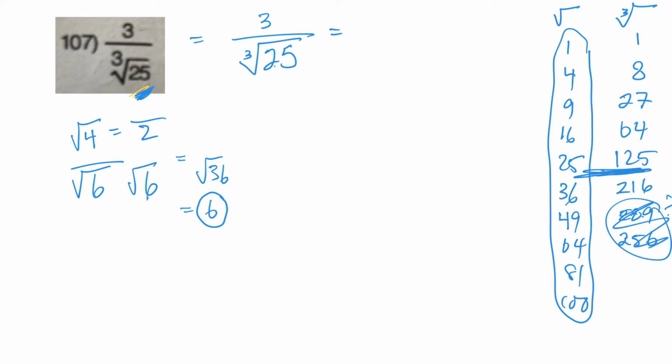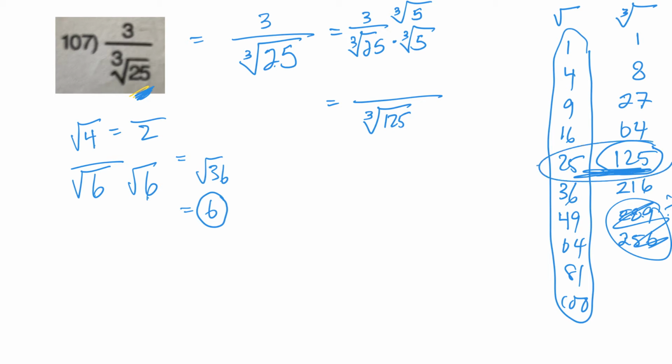Anyway, with 25, what I'm wanting to do is get to 125. So I'm going to take the cube root of 25, and I'm going to multiply top and bottom by the cube root of 5. Because on the bottom, when I multiply by the cube root of 5, I'm going to get the cube root of 125, which is one of those perfect cubes. On the top, I'm left with 3 times the cube root of 5. But on the bottom now, the cube root of 125 is just plain 5. And then on the top, I have 3 cube root 5. So that's how you go about doing those.